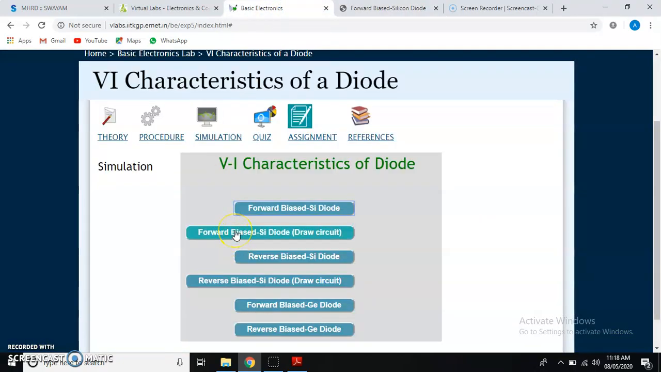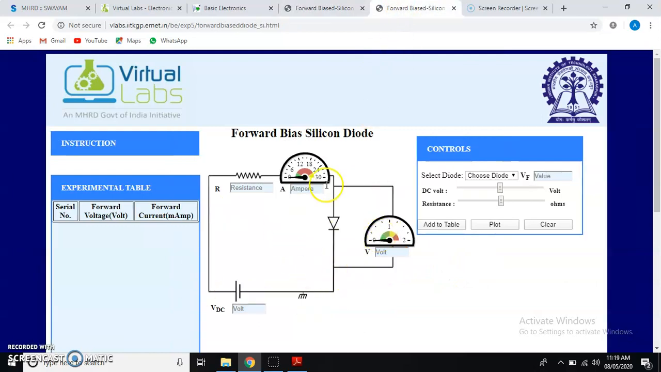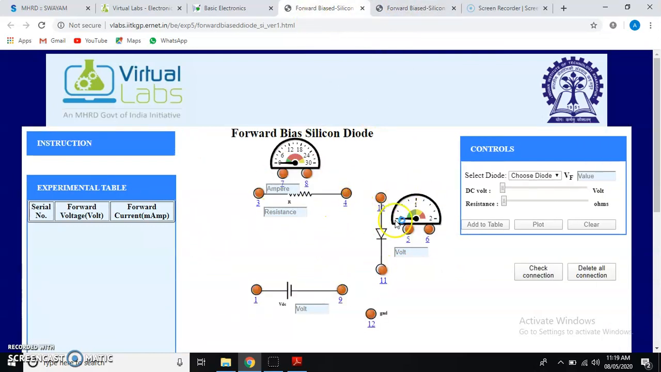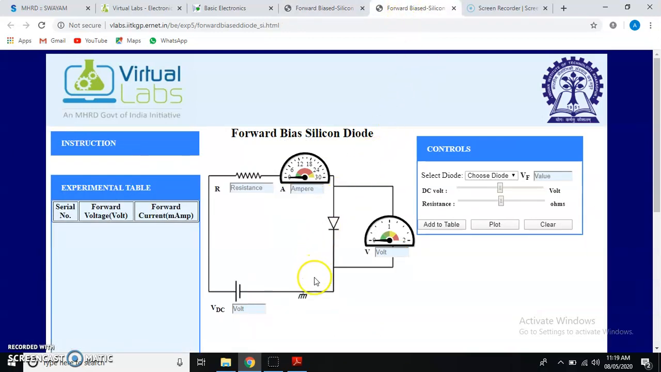Whereas if I click on the other forward biased SI diode option, here the components are separate. We have to make the connections, and once the connections are done, we have to check them. If all the connections are correct, then only we can set the values and perform the practical. So you can take this circuit as a reference for designing. Or else if you click onto the instructions, the entire procedure, in what way the connections should be, how to perform and how to proceed, all are specifically mentioned. So you may follow this part also, or you may directly go with this section.